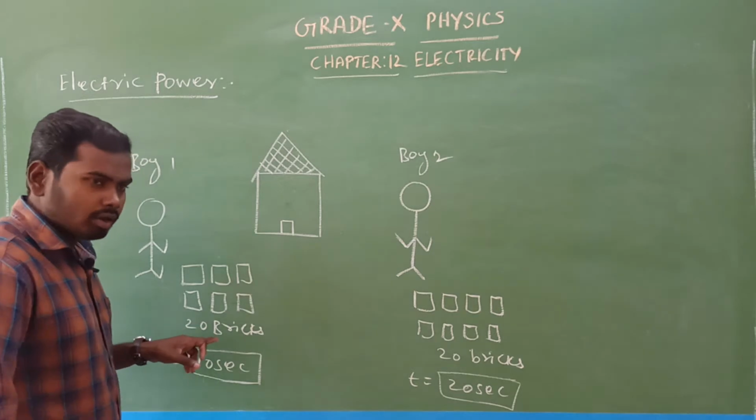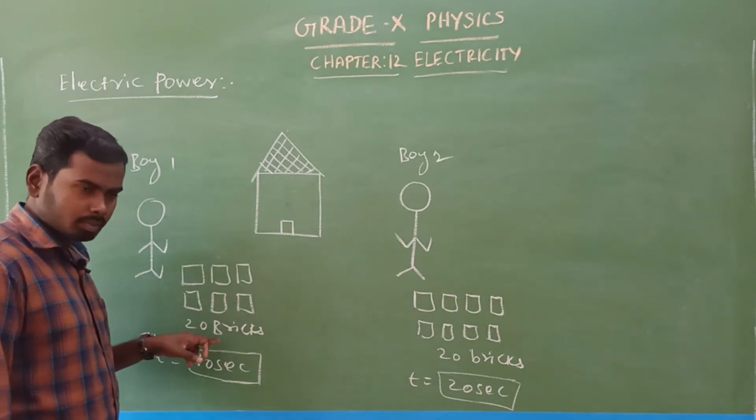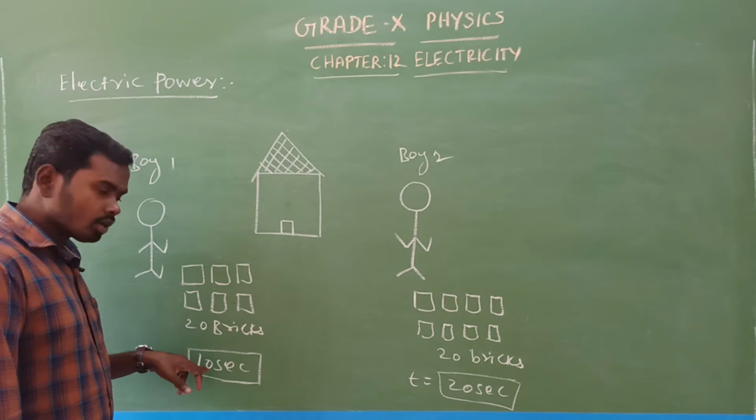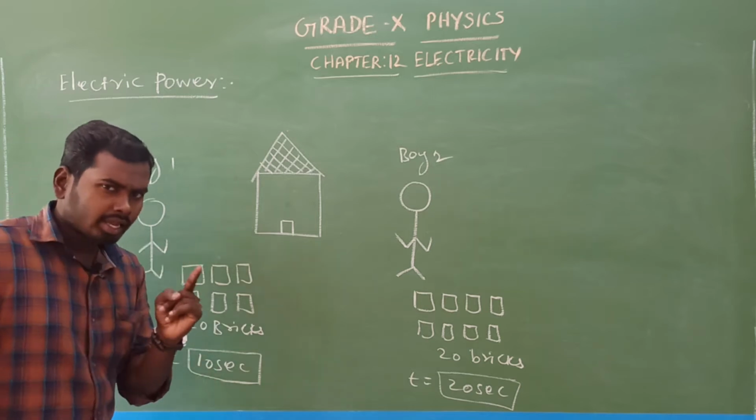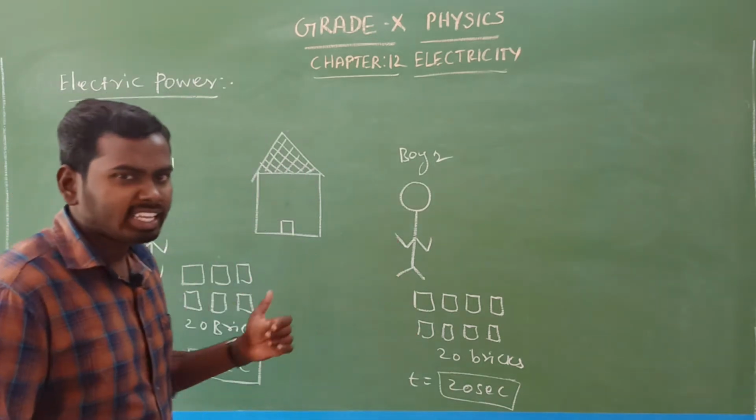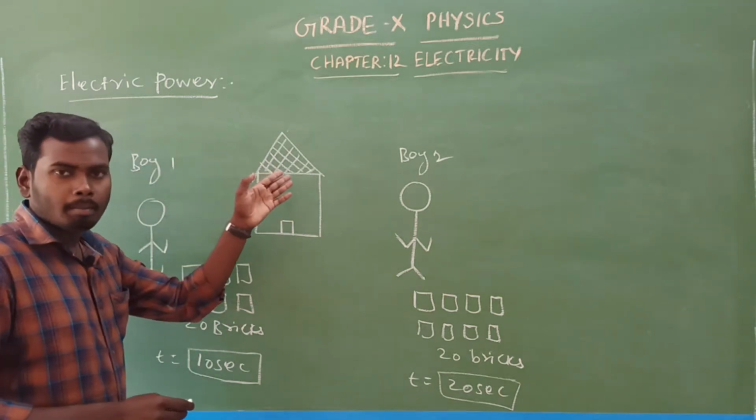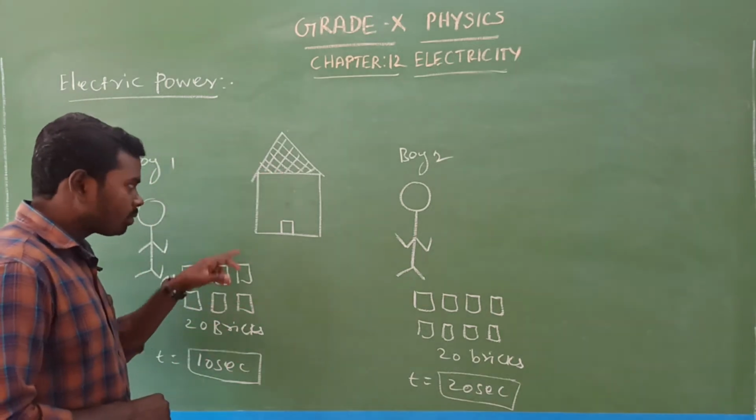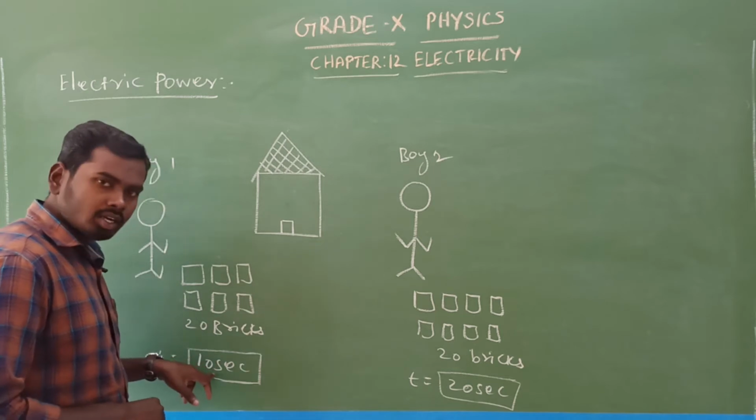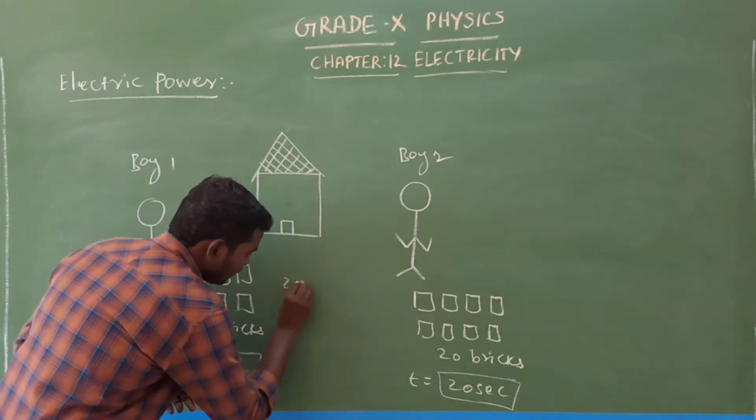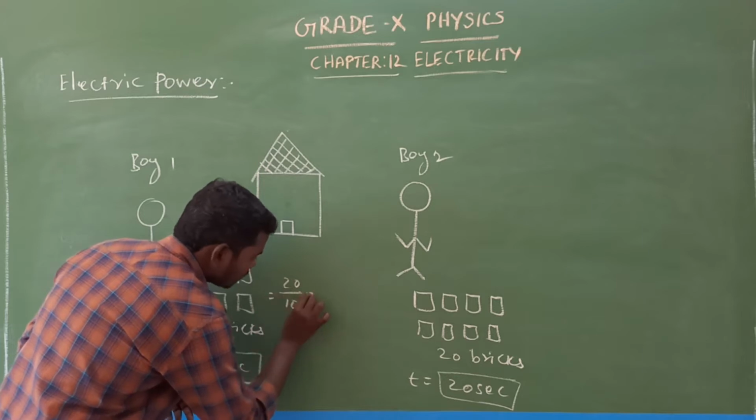Look here. The boy 1 has kept the 20 bricks inside the godown within 10 seconds. So per second, note this point, how many bricks are kept by boy 1? 20 bricks kept by boy 1 in 10 seconds. So in 1 second, how much? Yes, 20 divided by 10, which is equal to what?